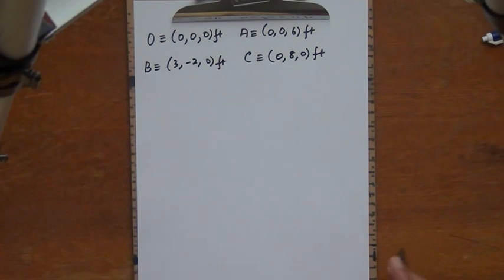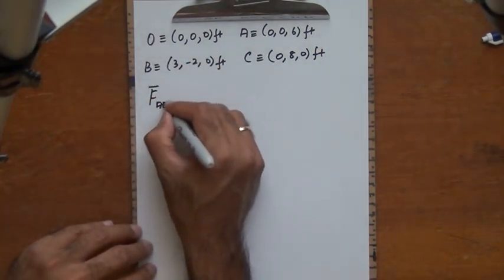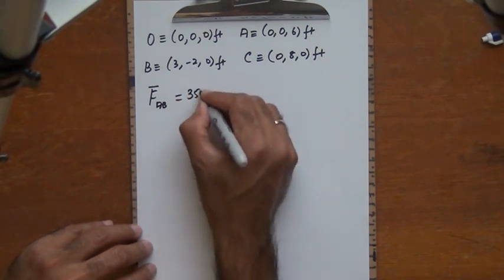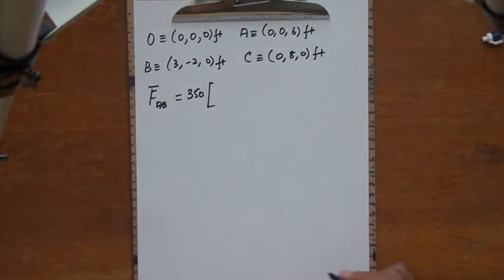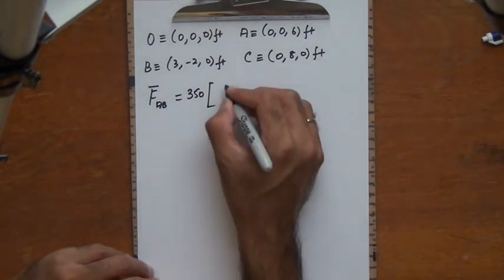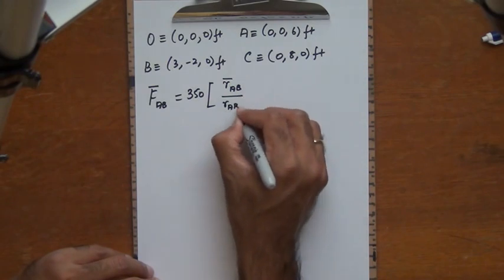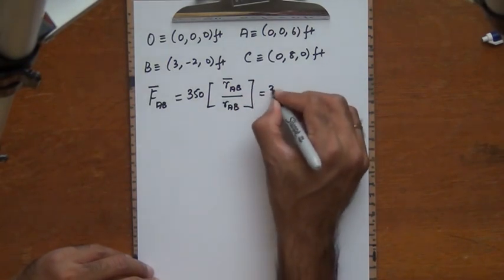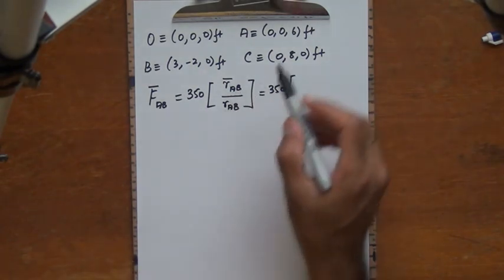Alright, so let's first write out the forces as vectors. So the force FAB is its magnitude, which was 350 pounds, times the unit vector from point A to point B, which means that I look at the coordinates of the point B minus the coordinates of the point A, which will give me the position vector, divided by its magnitude. So this is 350 times the coordinates of the last point minus the first point.